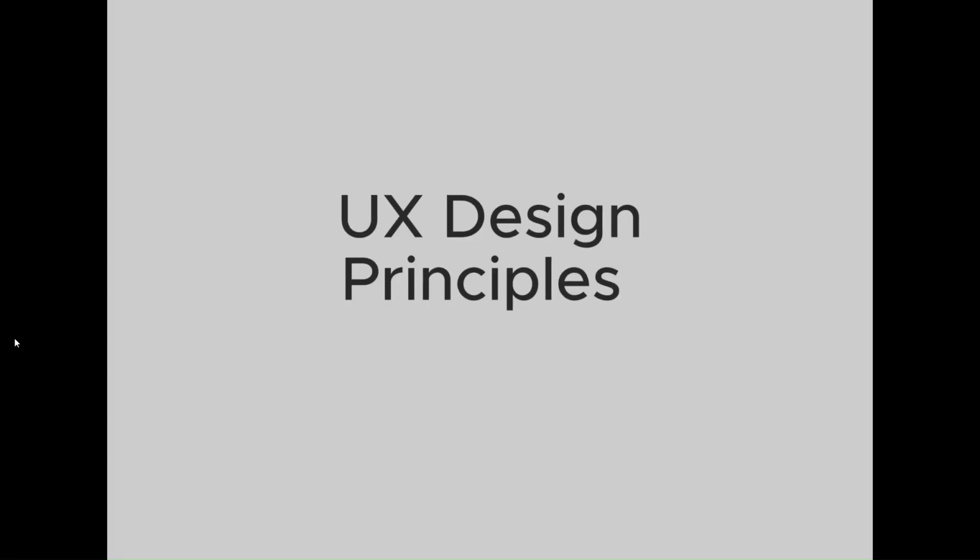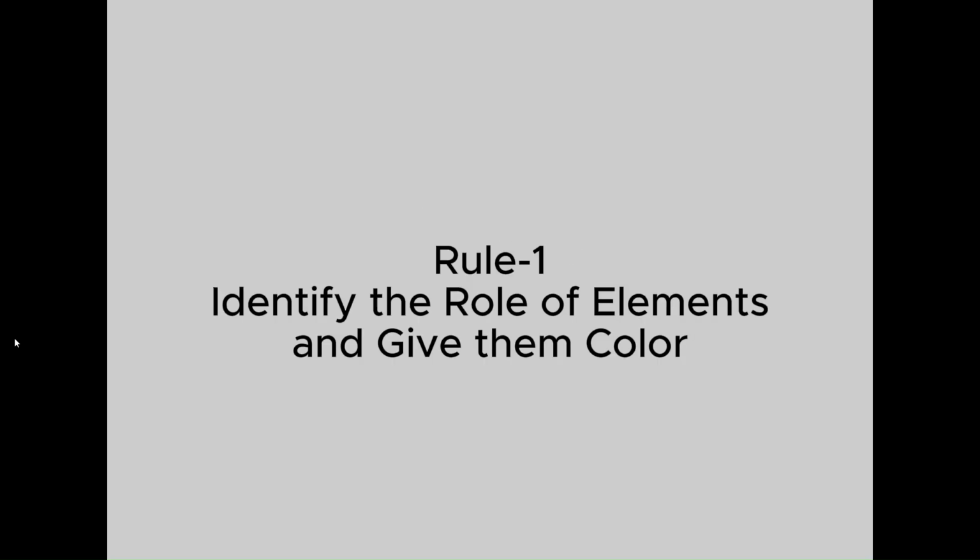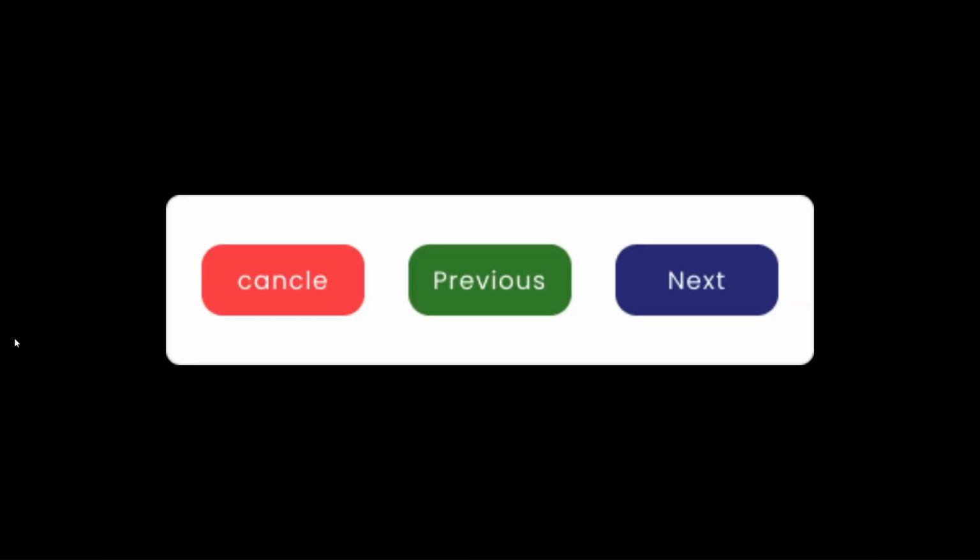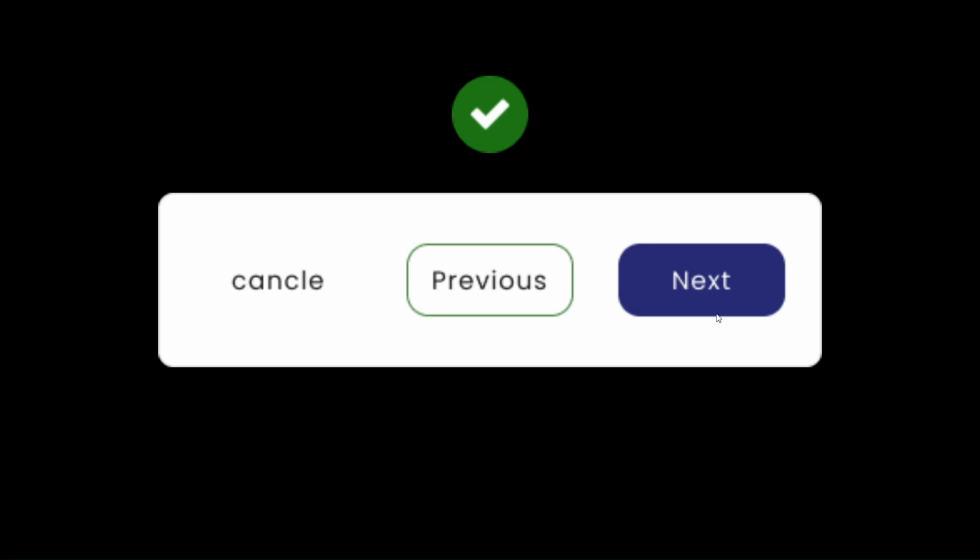I'm going to share with you the UI UX design principles where we usually make mistakes. Rule number 1 is identify the role of elements and give them a particular color based on their identification. The next button has a high priority because the user mainly clicks the next button more than cancel and previous. Here the cancel and previous buttons have a dark color and hide the next button's identity. So this is wrong, and the right way will be this, because the next button shows its priority over cancel and previous. We have to show the lower priority of cancel and previous.